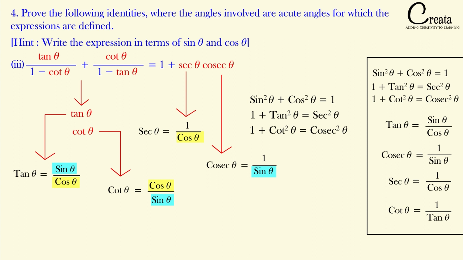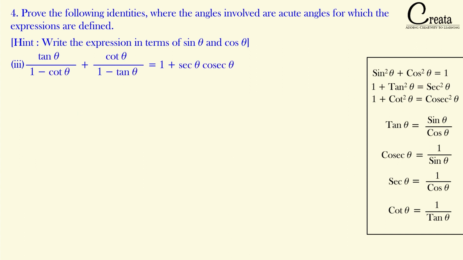So let's do so. Firstly, let's take the right hand side, that is looking simple. Sec theta, replace it with 1 upon cos theta. Cosec theta, replace it with 1 upon sin theta. So we got 1 plus 1 upon sin theta into cos theta. Okay, we have converted the expression into sin and cos. Now we will solve the left hand side, and our goal is to get the expression as 1 plus 1 upon sin theta into cos theta, which is the right hand side.